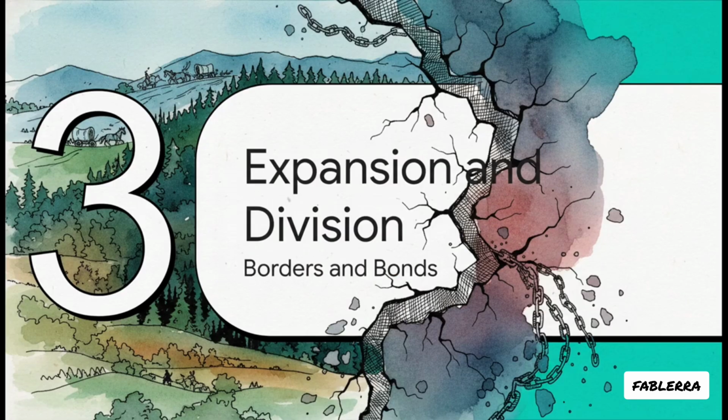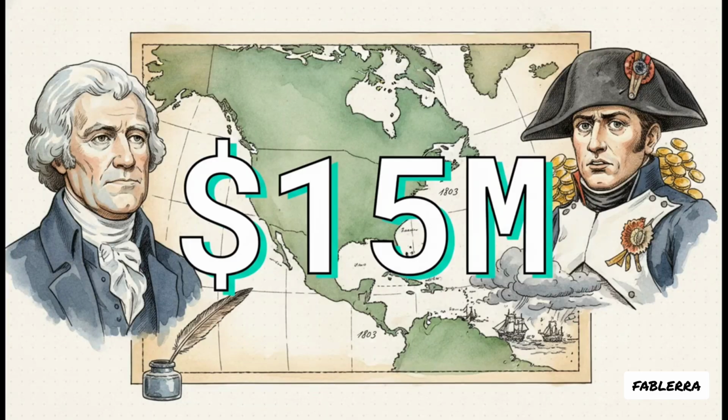Now we enter Section 3, Expansion and Division, growing borders and breaking bonds. The young nation starts to grow at an explosive rate. But as we'll see, that rapid expansion creates massive internal fractures. To really grasp the sheer scale of this early expansion, consider this wild domino effect.